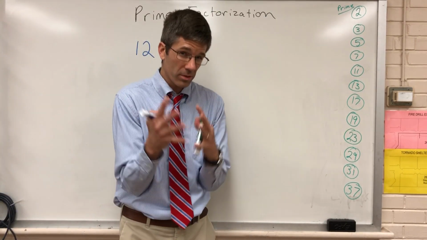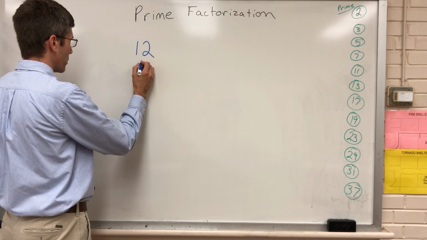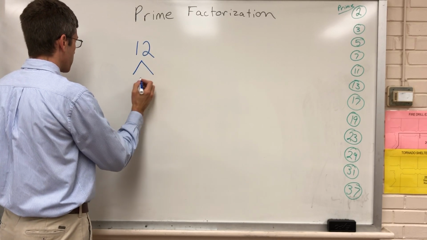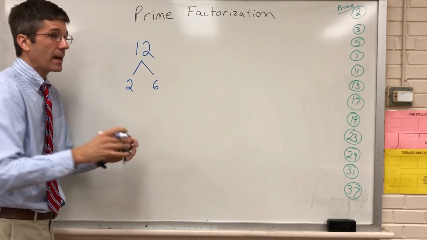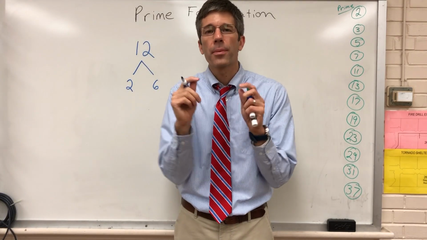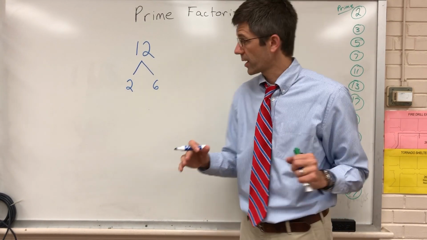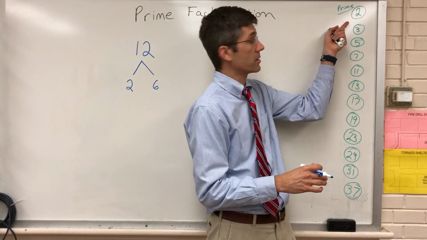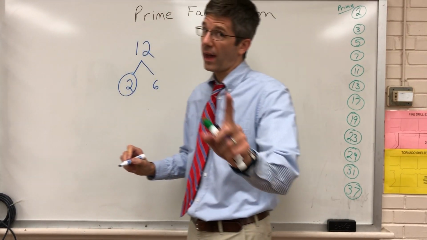Okay, so two numbers multiply to give me 12. You could do 3 times 4, or you could do 2 times 6, either one. I'm going to do 2 times 6. If I see a prime number down here, I'm going to circle it, and I'm done. Okay, so 2 is prime, see, because it's prime, it's circled. So I circle it, and I'm done with that number.